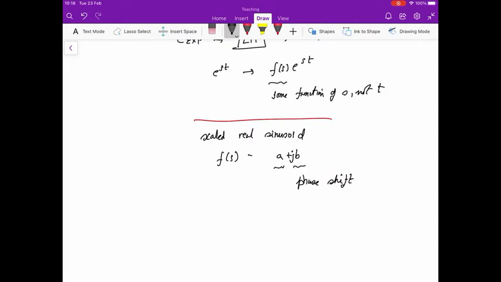So the output is going to be a scaled and phase shifted version of the input, but the frequency is not going to change, because as a function of time, we don't change things. So we have a scaled and phase shifted sinusoid.